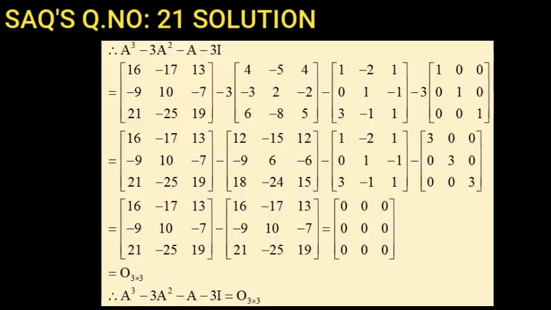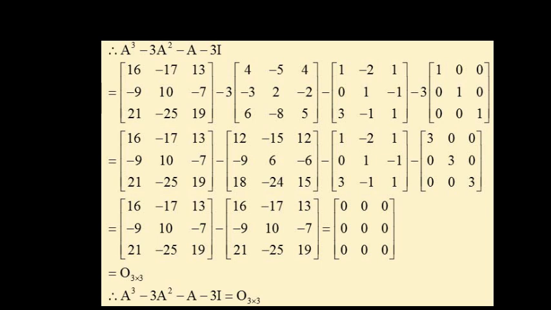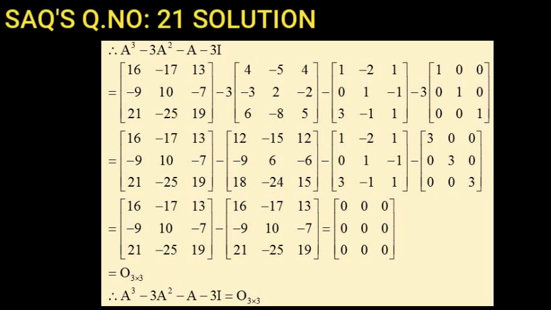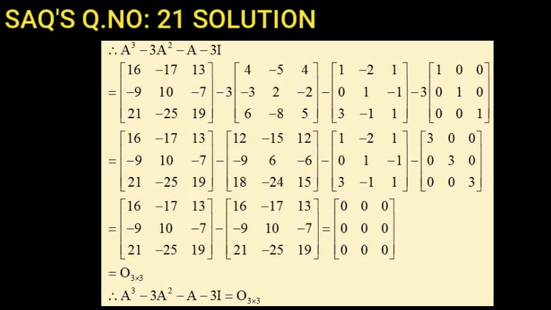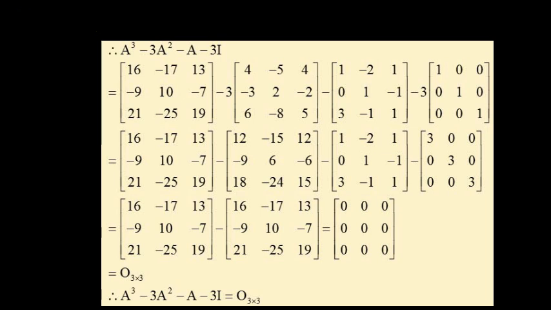Similarly, A cube minus 3A square minus A minus 3I, that is equal to A cube minus 3 into, substituting all these values. Here A cube is equal to [16, -17, 13; -9, 10, -7; 21, -25, 19], minus 3 into A square, which is [4, -5, 4; -3, 2, -2; 6, -8, 5], minus A, here A is [1, -2, 1; 0, 1, -1; 3, -1, 1], minus 3 into I, which is the identity matrix of order 3 by 3, [1, 0, 0; 0, 1, 0; 0, 0, 1]. Okay, simplifying we get the value 0, that is equal to the null matrix.